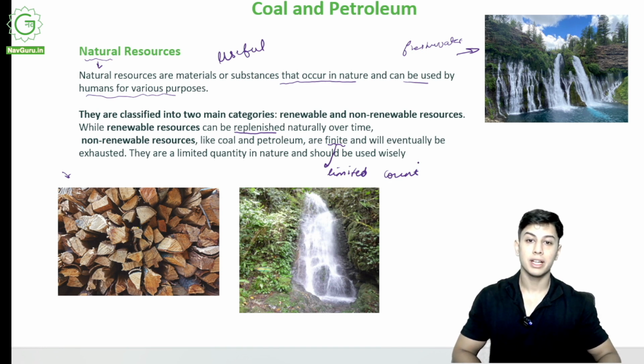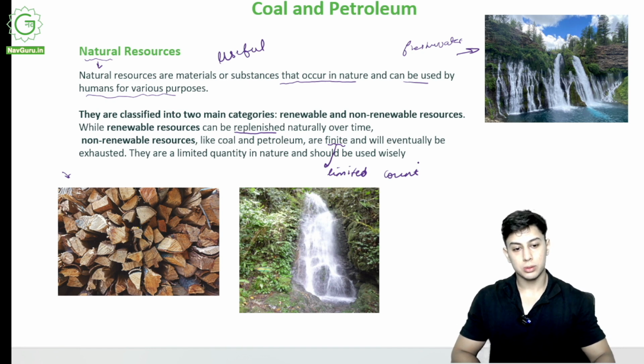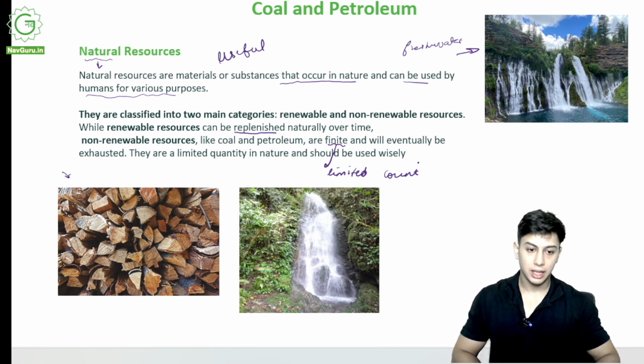What is finite? Limited. Infinite? Unlimited. So non-renewable resources are finite and they will eventually be exhausted. Exhausted means they will eventually be consumed altogether. There will be none left soon. Eventually means in time it will all be used up. They are a limited quantity in nature and should be used wisely. All the non-renewable resources are in limited quantity and should be used wisely.